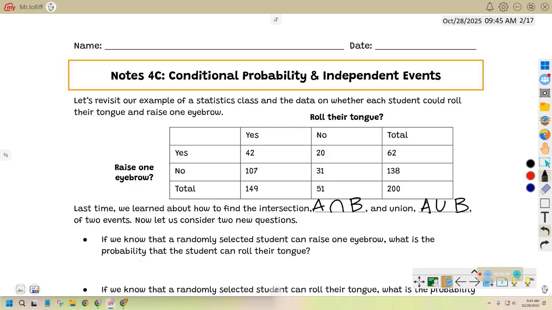And we know that an intersection represents an and question, and that a union represents an or question. So intersection goes with and, union goes with or.